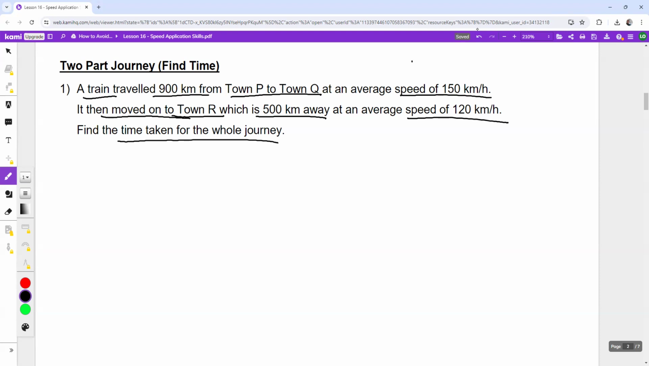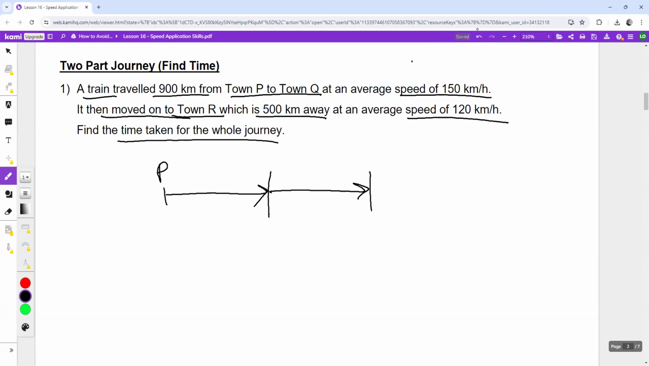Now one of the ways to draw out this problem is to act it out, by using your fingers to illustrate how the train is moving. Your fingers will do something like this. The finger will move from left to right, from P to Q, and then after that, it will continue to travel from Q to R. So this is a two-part journey, from P to Q and then Q to R.